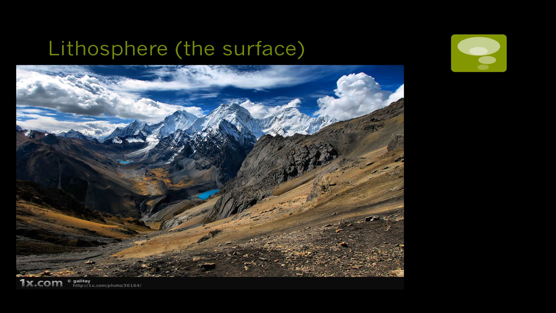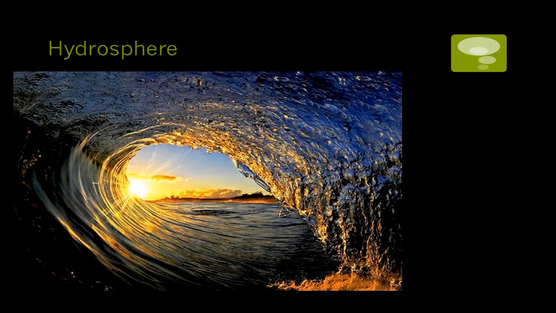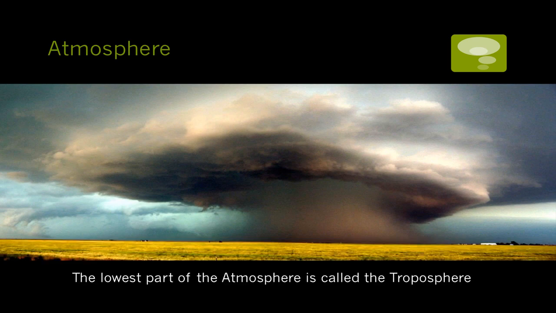Here's a photo of mountains. This is all lithosphere. There is some ice on the mountains and some clouds, and the air is obviously there. But the lithosphere includes the rock. The hydrosphere is all of the water on Earth. Every ocean, river, stream, lake, bathtub, glacier, ice cube, frozen or liquid, all of the water of Earth is the hydrosphere. And the atmosphere is all of the air.